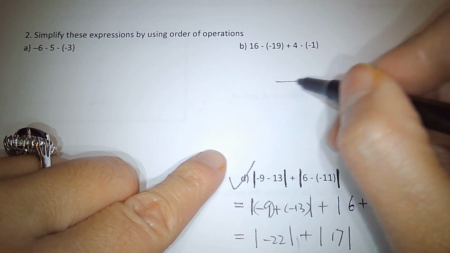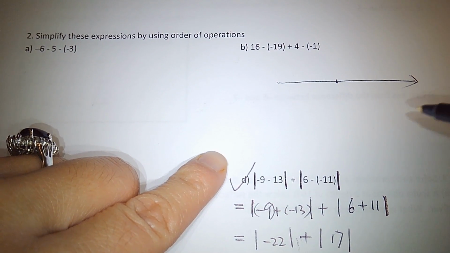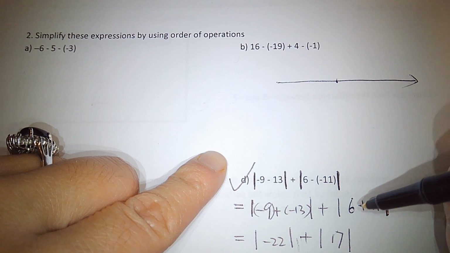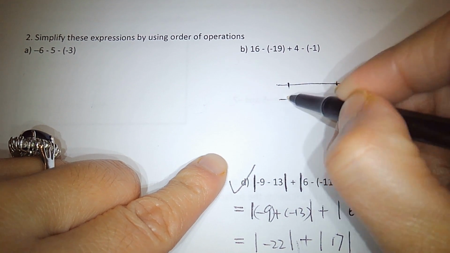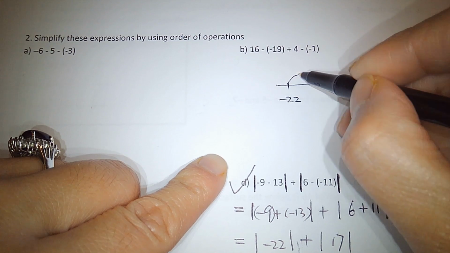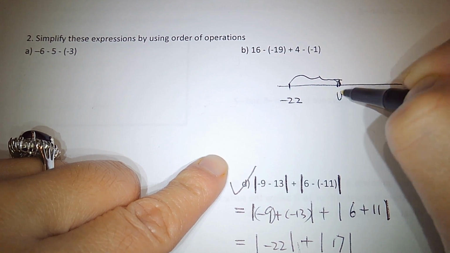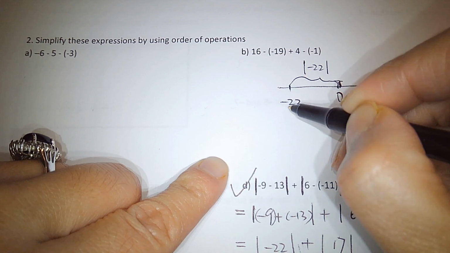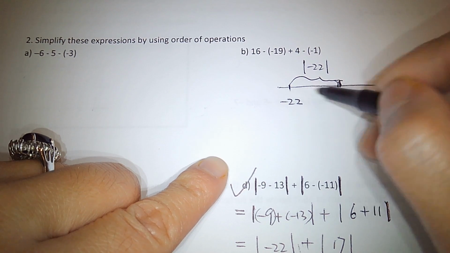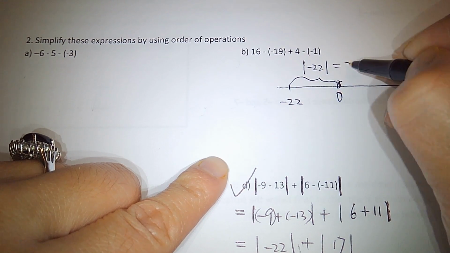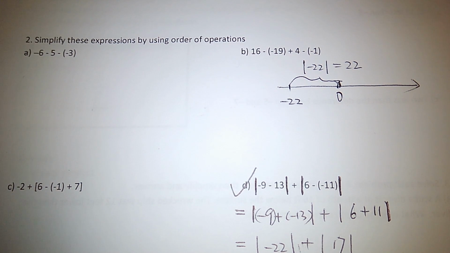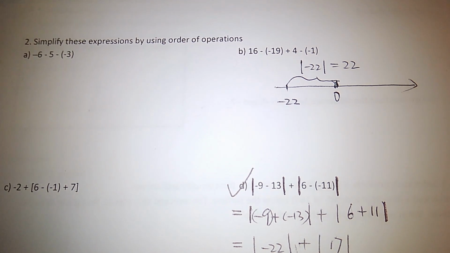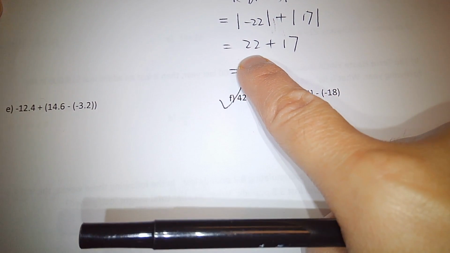Okay, so let's review the absolute value. What does absolute value mean? Absolute value gives us the distance between the number and 0. Say this is negative 22. Absolute value is the distance between negative 22 and 0. Do you have any negative distance from here to there? There's no negative distance, right? So absolute value always gives us a positive result or 0. So negative 22, absolute value is positive 22.